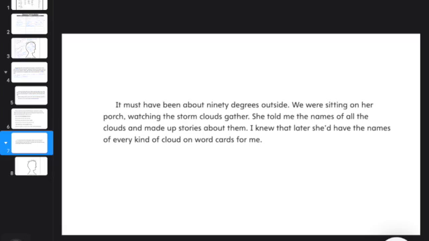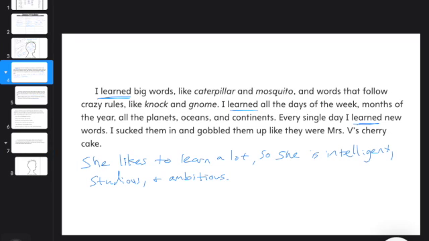Now, this is an interesting paragraph to me, because it is more about Mrs. V, and it talks about her and what she's capable of. I think we'll even examine that in tomorrow's lesson. But today, what does this tell us about the main character of this story?